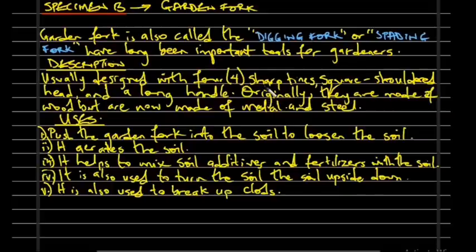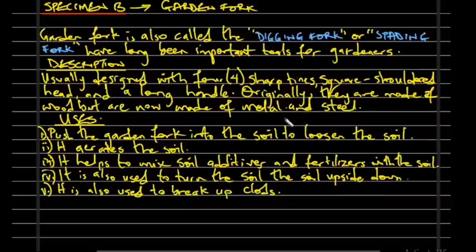These ones here have 4 sharp tines, and they have a square shouldered head. On the 4 sharp tines, they are attached to what we refer to as the square shouldered head and a long handle. Originally they were made from wood, but now are made from metals and steels.